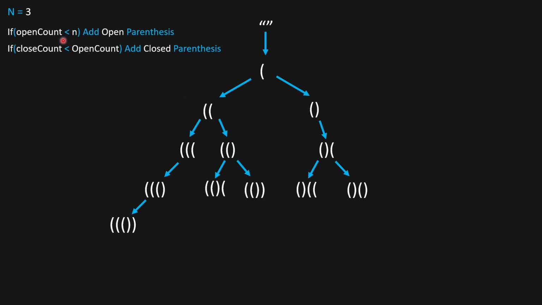Then we're going to apply it to this one. Open count is not less than n, because we have 3 open parentheses here. So we're going to ignore this line. And close count is actually 1 and open count is 3. So we can actually add another close parenthesis to this one. So let's do that.